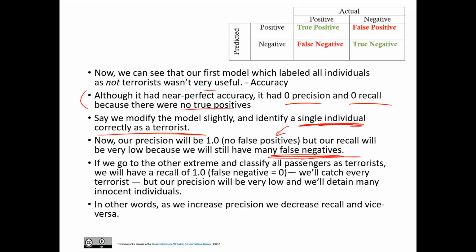Okay, so if we go to the other extreme and classify all passengers as terrorists, we will have a recall of 1. We'll catch every terrorist, but our precision will be very low and we'll detain many innocent people. So that doesn't work either, right? In other words, as we increase precision, we decrease recall and vice versa. And so you can see it's really a game between the two.